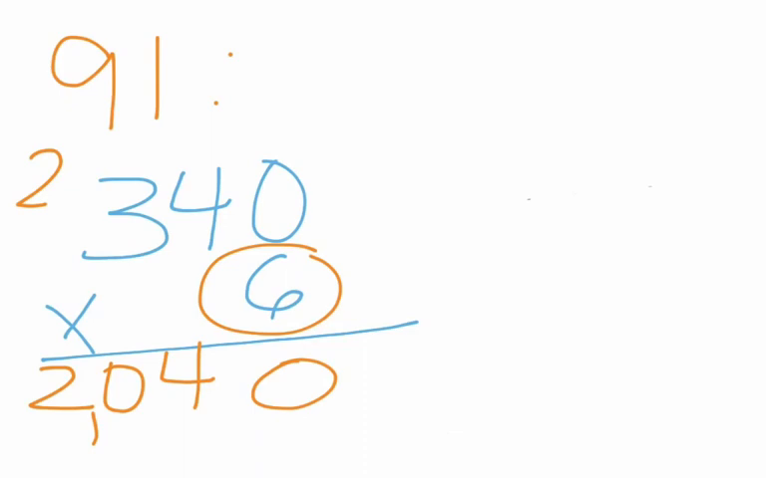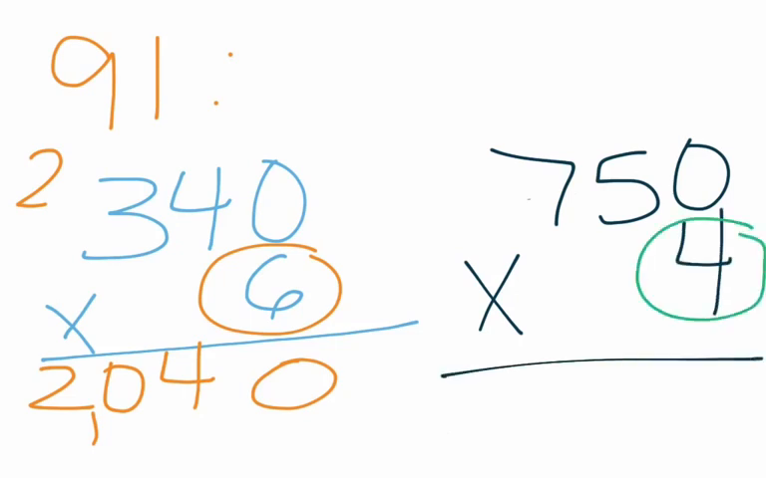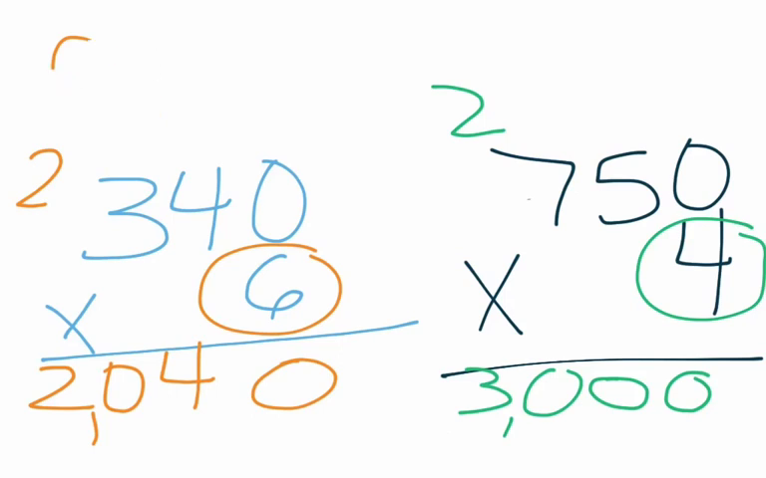Okay, last but not least. Let's do this color. Okay, 750 times 4. I'm going to circle that 4. 0 times 4 is 0. 5 times 4 is 20. Put down the 0, carry the 2, or that group of 10. 7 times 4 is 28, plus 2 is 30, making our answer 3,000. Okay? All right, let's move on to lesson 92.